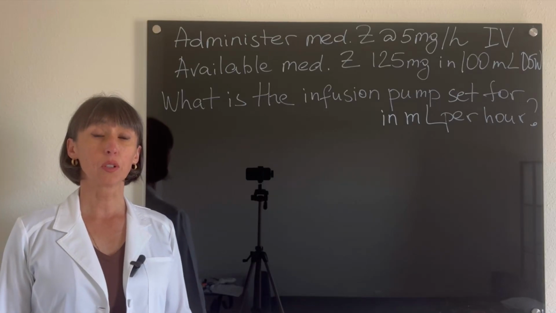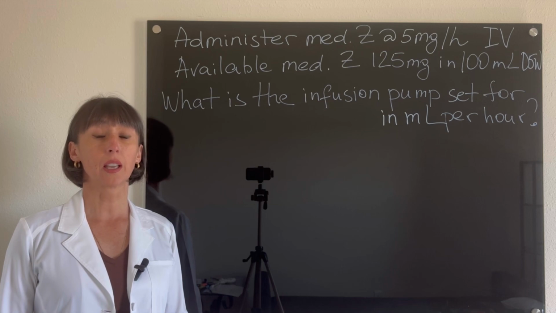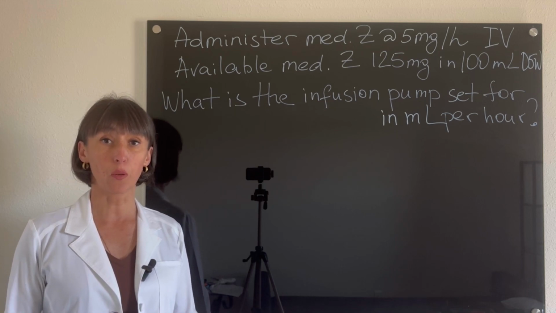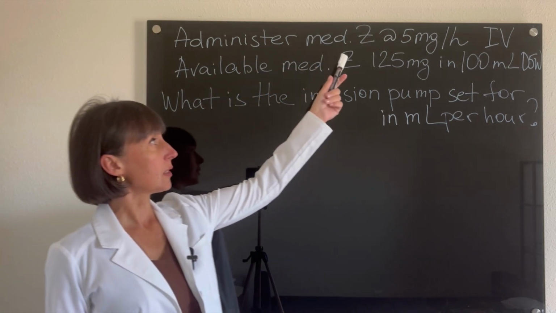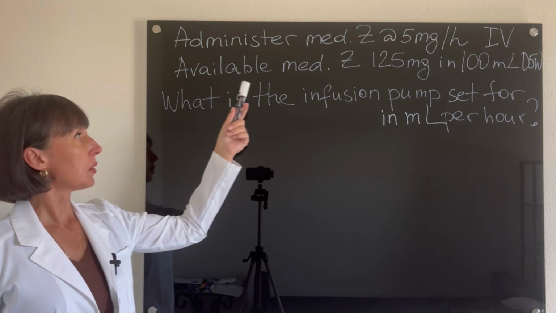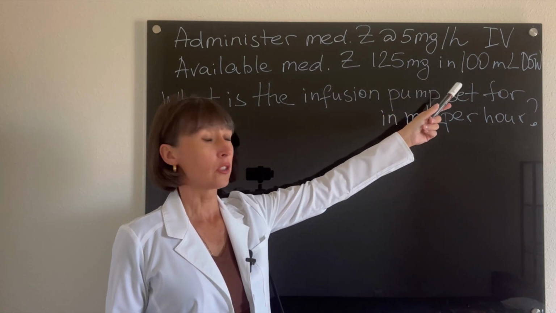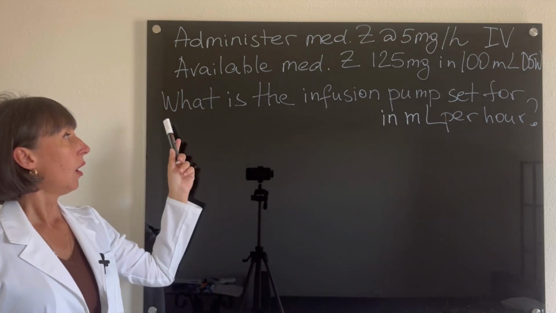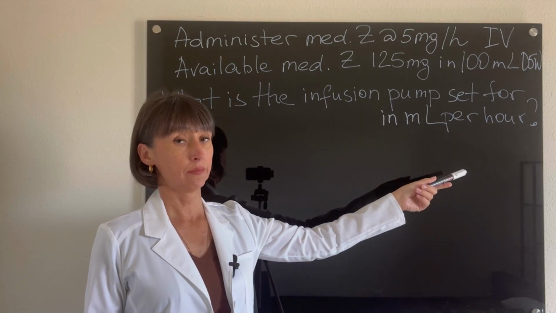In this video, we will look at a few dosage calculation problems where a nurse must calculate an IV flow rate in milliliters per hour. Let's take a look at our first problem. Administer medication Z at 5 mg per hour IV. Available medication Z 125 mg in 100 milliliters D5W. What is the infusion pump set for in milliliters per hour?